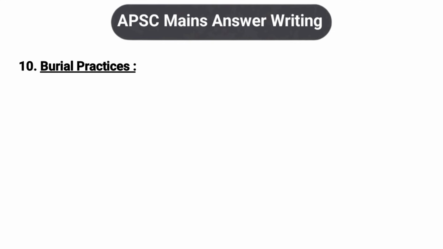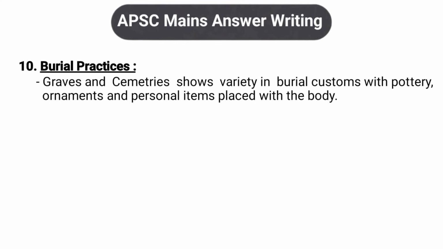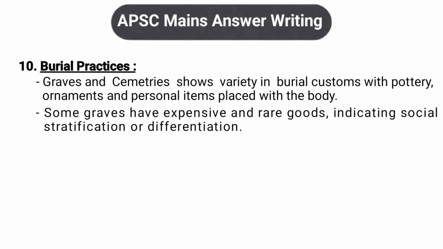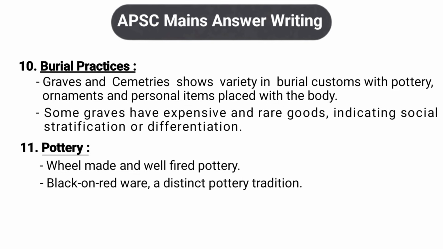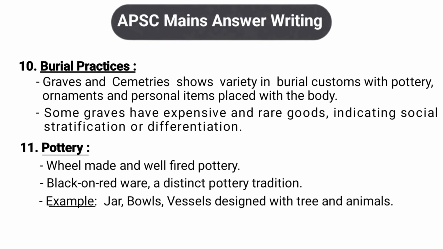Next, burial practices. Write, graves and cemeteries show variety in burial customs, with pottery, ornaments, and personal items placed with the body. Some graves have expensive and rare goods, indicating social stratification or differentiation. Next heading, you can especially mention pottery. Write well-made and well-fired pottery. Black on red was a distinct pottery tradition. Example, jars, bowls, vessels designed with trees and animals. Keep it factual, no assumptions, and don't blunder.